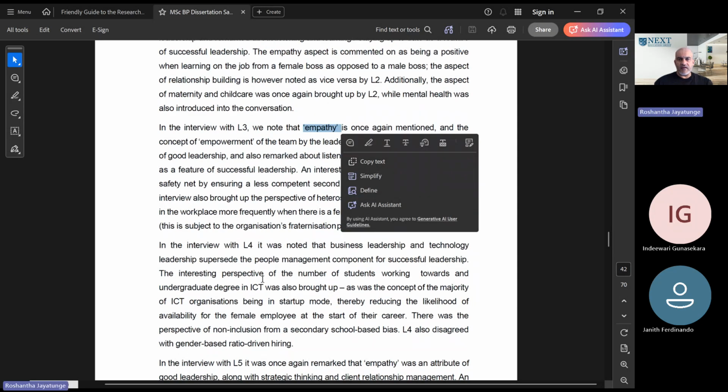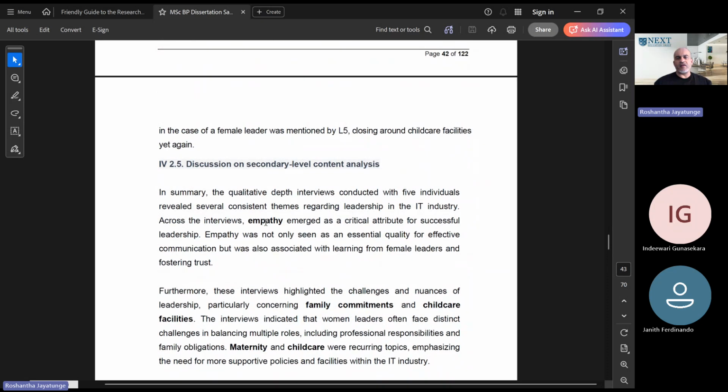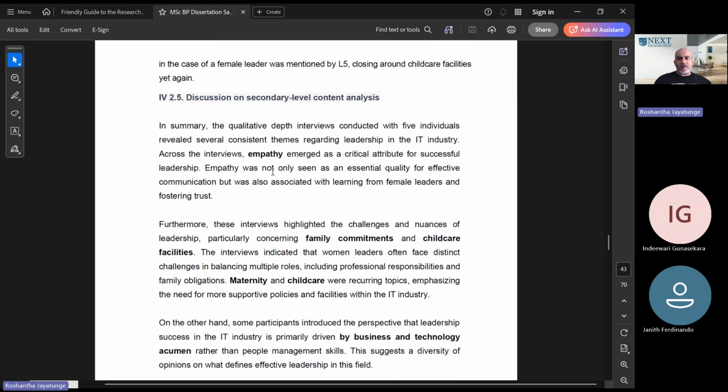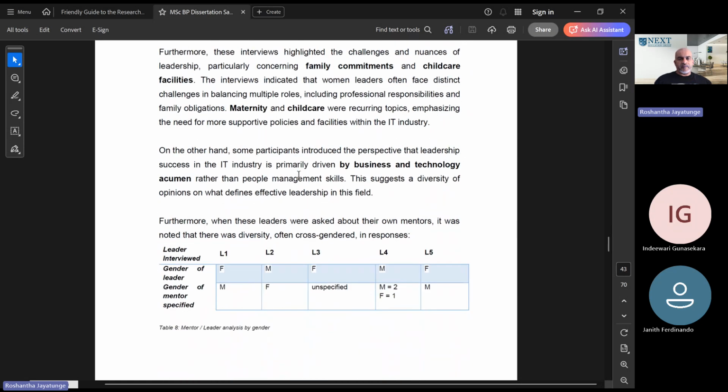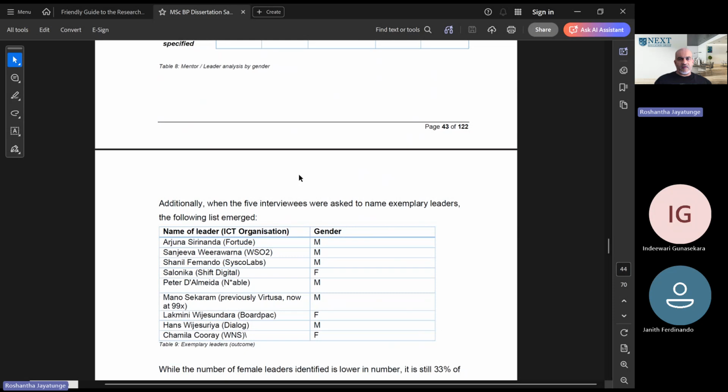And see, in the discussion part, now they're highlighting those words. So here are the words that are coming out strong from the people that were interviewed across the 5 people. So this is something that emerged as a critical thing. So you can see how you then link all those things. All right.